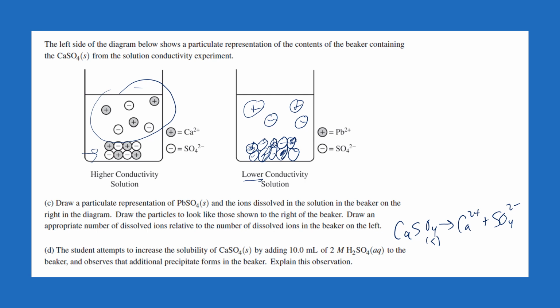So you could write a KSP expression for this reaction, but you don't really need to for this question. But we're adding in sulfuric acid. That's a strong acid. It's going to break down into hydrogen ions and sulfate ions. That means you have excess sulfate ions in the solution. According to Le Chatelier's principle, if I add in something, it's going to try to use that up, so it's going to shift towards the reactant side to produce additional precipitate.